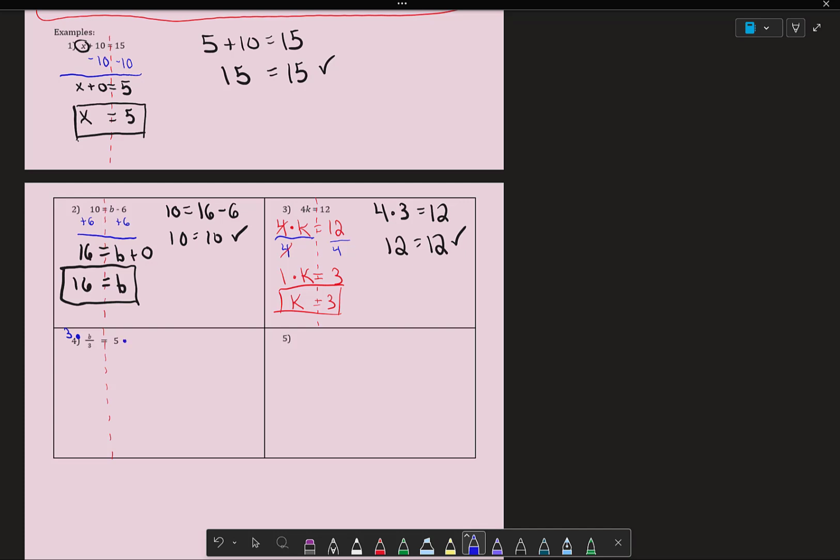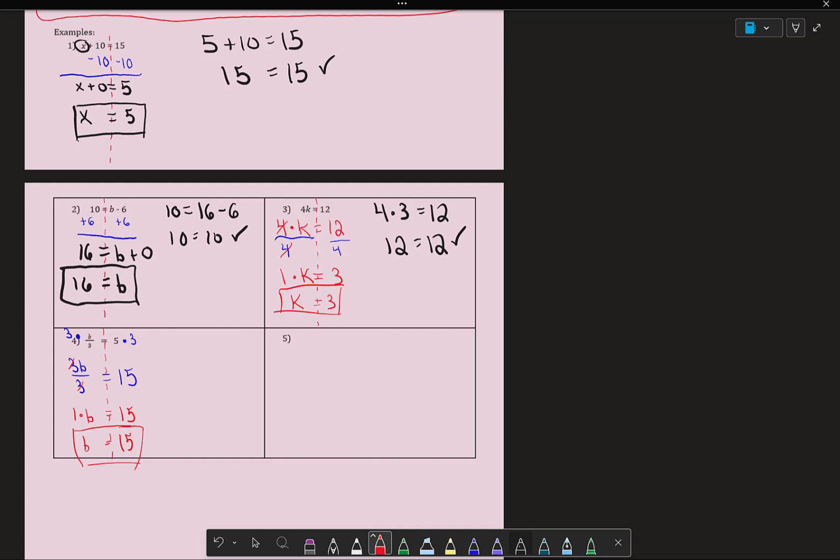And whatever we do to one side, we have to do to the other. So on this side, we get 3 times b at the top, divided by 3 at the bottom. On the right side, we get 5 times 3, which is 15. 3 divided by 3 is just 1. So 1 times b equals 15. Mature mathematicians know we don't need the 1 out front, so 15 is our answer.